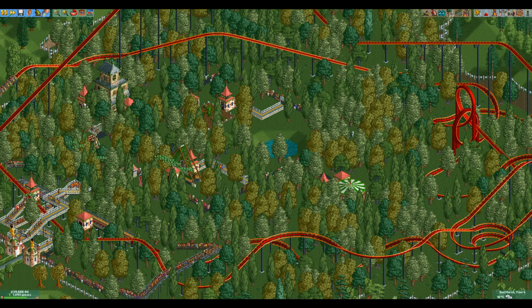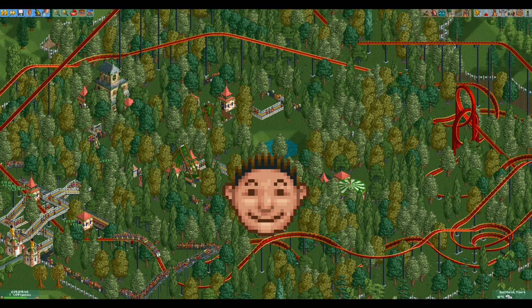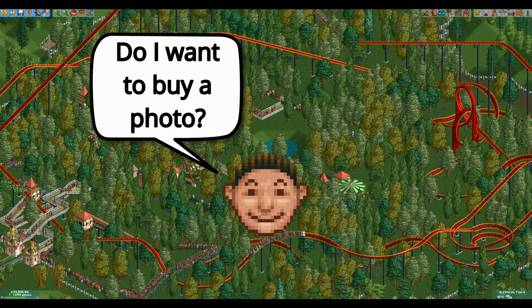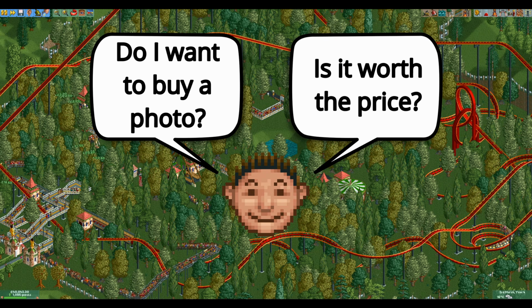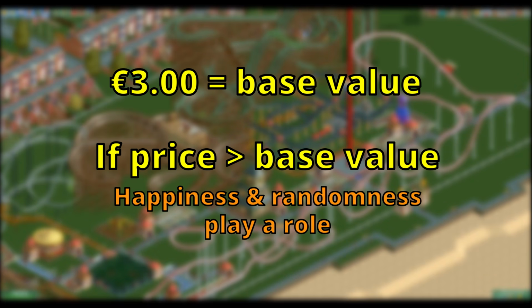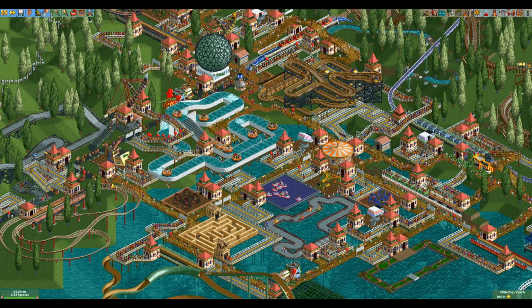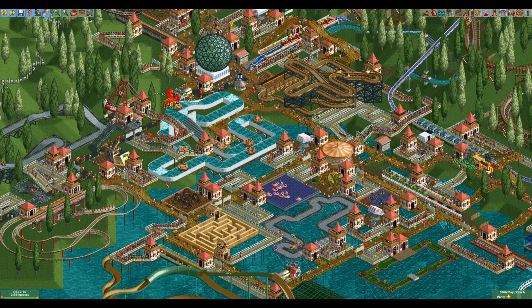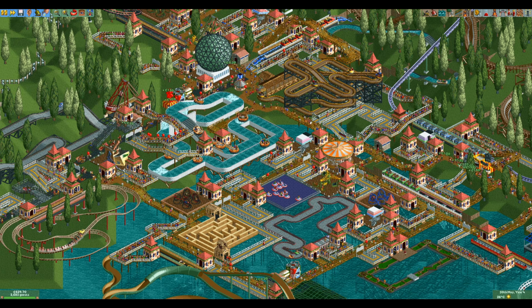Don't confuse this with every guest buying a photo, because that is never the case. When a guest exits a ride, it is first determined if they actually want to buy the photo, and if they do, only then the guest will look at the price and determine if it's worth it to buy it. The €3 that everyone wants to pay is what we can call the base value. When you charge more than the base value, it depends on the happiness of the guest and on some randomness whether they want to buy it or not. We will first go over how the randomness works and later also add in the happiness factor.